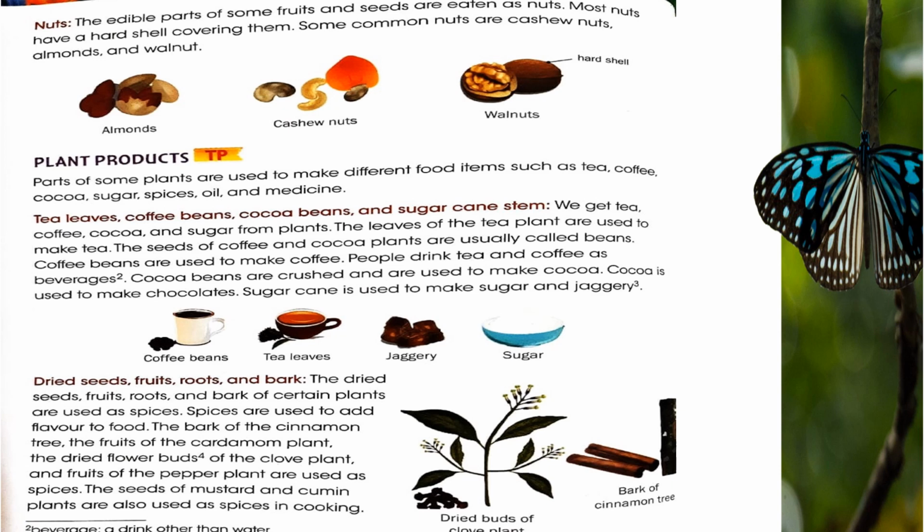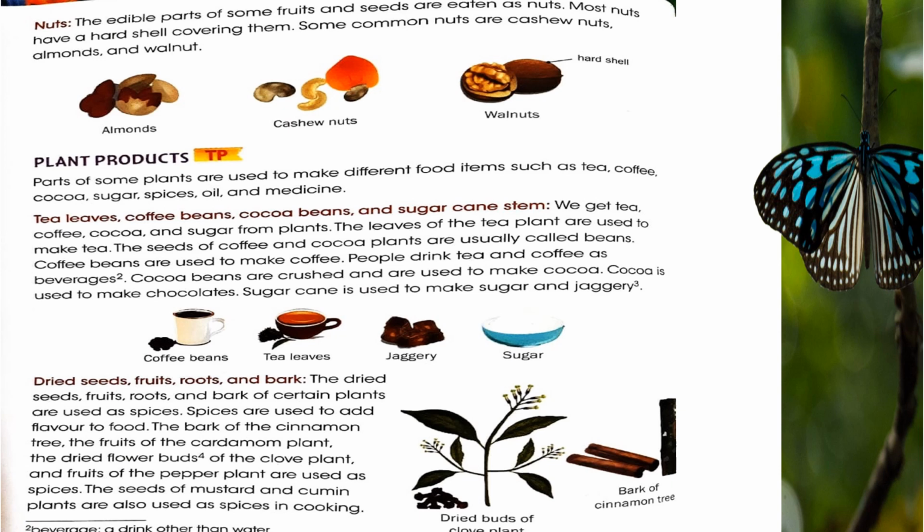Nuts. The edible parts of some fruits and seeds are eaten as nuts. Most nuts have a hard shell covering them. Some common nuts are cashew nuts, almonds, and walnuts. Plant products. Parts of some plants are used to make different food items such as tea, coffee, cocoa, sugar, spices, oil, and medicine. Tea leaves, coffee beans, cocoa beans, and sugarcane stem. We get tea, coffee, cocoa, and sugar from plants.